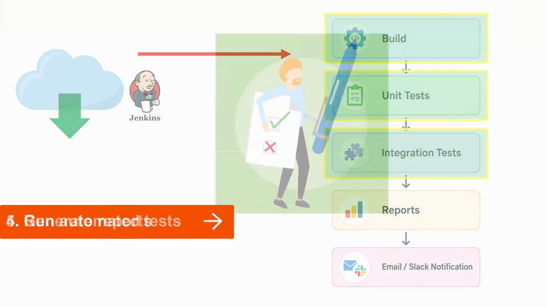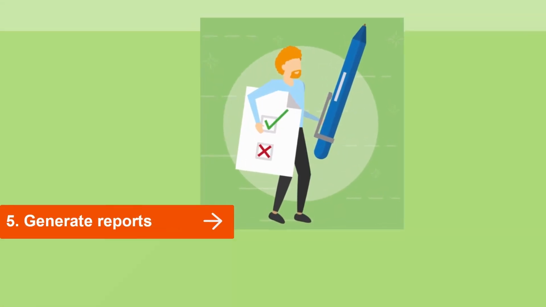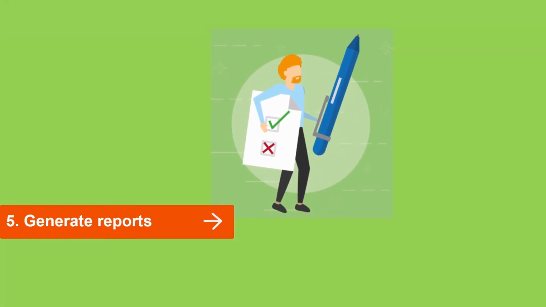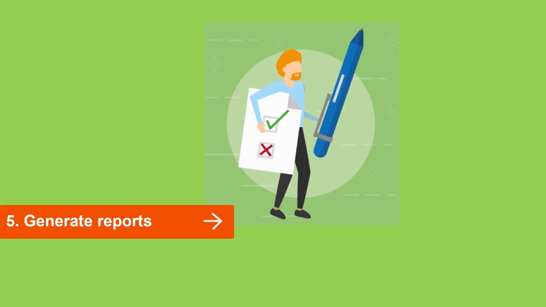After testing finishes, Jenkins generates a detailed report. These reports may include which tests passed, which tests failed, how much of the code was covered by testing, whether code quality standards were violated, and how long the build required. All this information becomes available immediately.